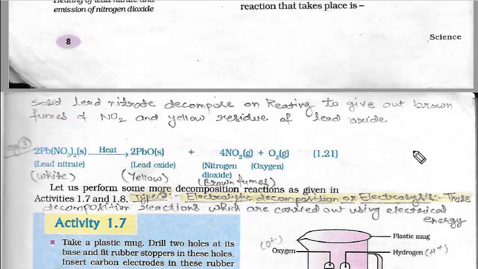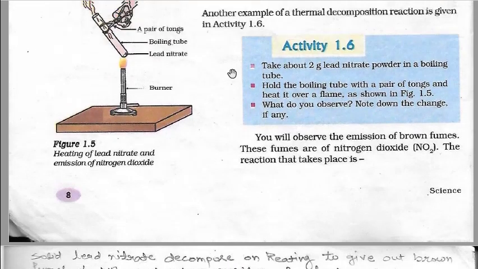When we heat it, in the beginning it is a white colored powder. It will decompose to lead oxide, nitrogen dioxide and oxygen. We will get a residue left in the test tube, which is yellow in color, and we will also get the brown fumes of nitrogen dioxide that we can see here in this reaction.